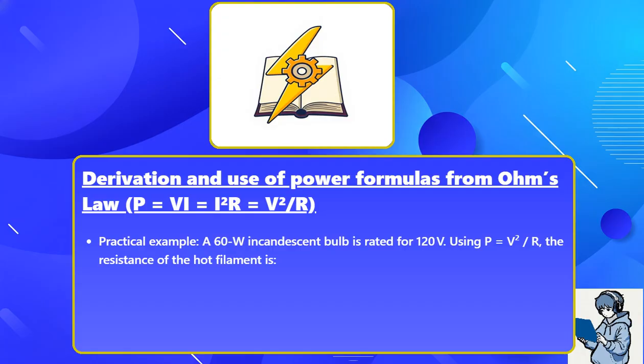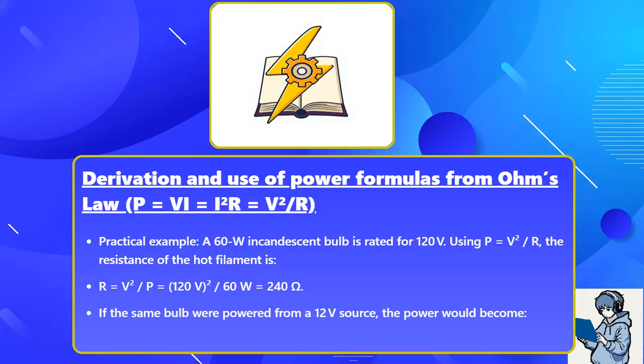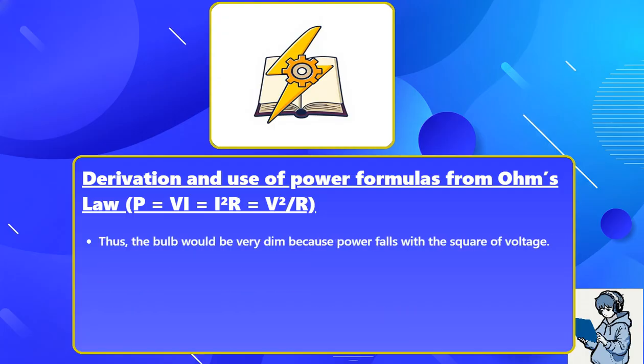Using P equals V squared over R, the resistance of the hot filament is R equals V squared over P equals 120 volts squared over 60 watts equals 240 ohms. If the same bulb were powered from a 12-volt source, the power would become P equals V squared over R equals 12 volts squared over 240 ohms equals 0.6 watts. Thus, the bulb would be very dim because power falls with the square of voltage.